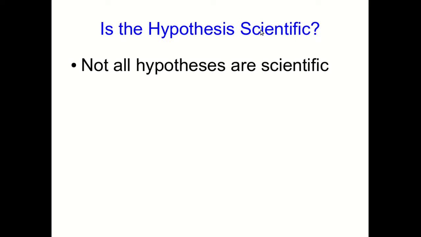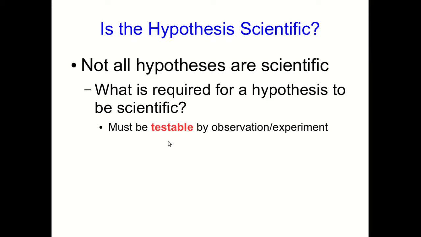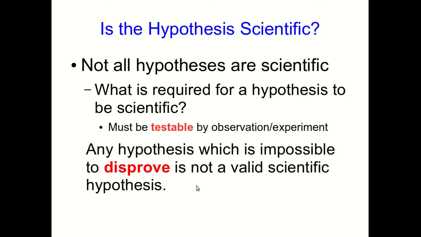Not all hypotheses are equally scientific. And so you might ask what's required for a hypothesis to be scientific. The main requirement is that it has to be testable by observation or experiment. And in particular, it's certainly not a scientific hypothesis if it's impossible to disprove. In one word, we say that a hypothesis must be falsifiable, which just means possible to disprove.